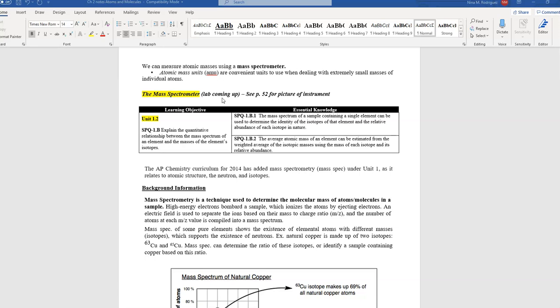And when you change the mass, that means the neutrons are changing, because you can't change the protons, because the element is still the same. Because remember, protons identify who the element is.